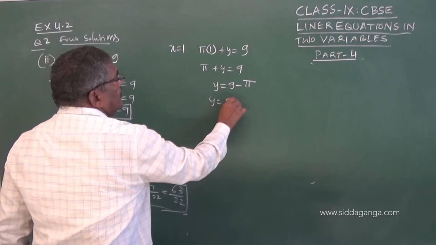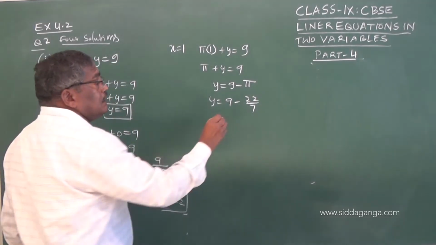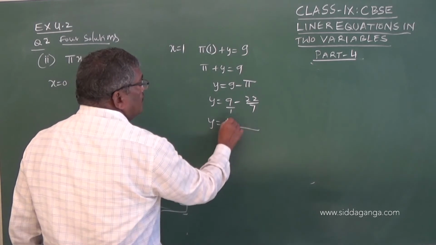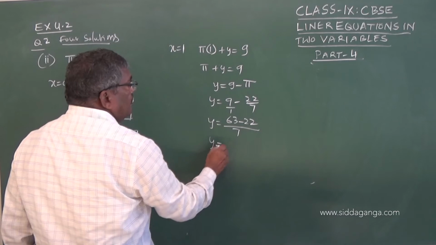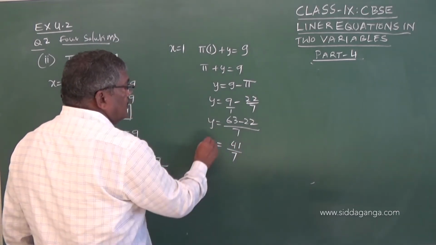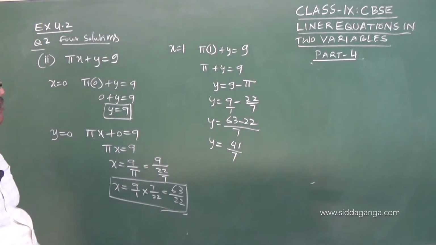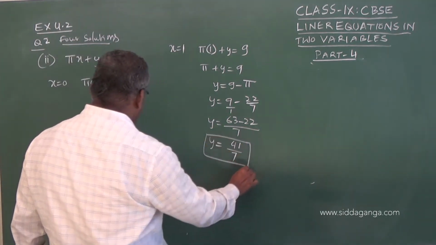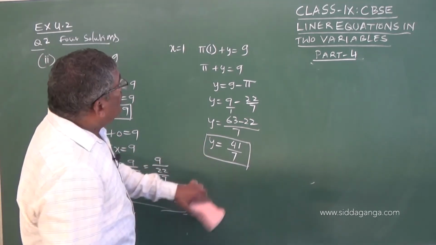y equals 9 minus 22 by 7. Take LCM. So, you will get y equals 7 is the LCM, 63 minus 22, y equals 41 by 7. This is the third solution. First solution, second solution, third solution.